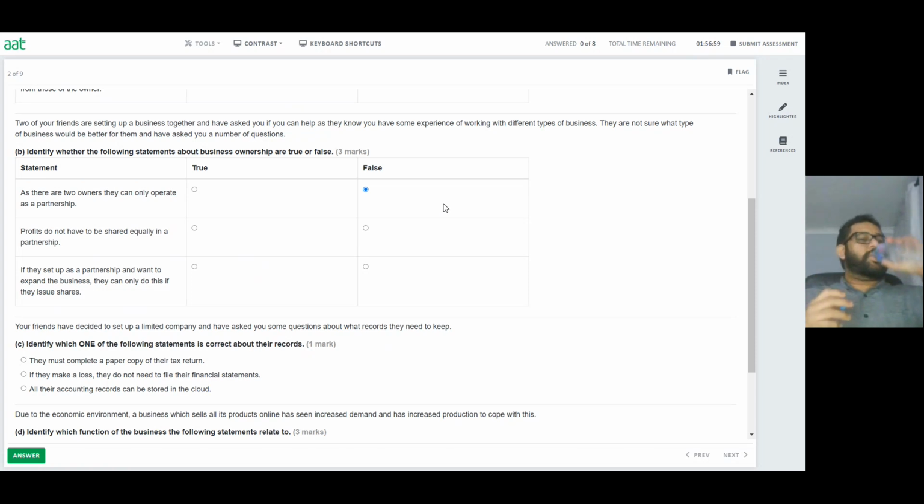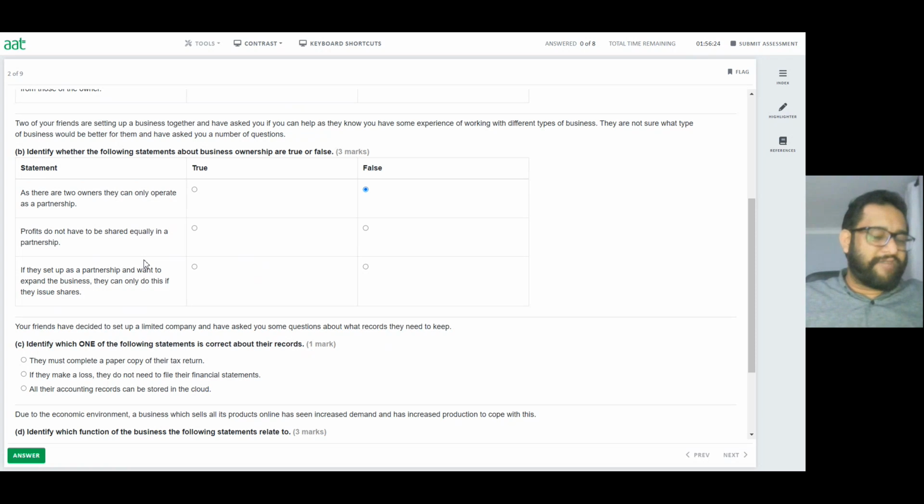The next one is: profits do not have to be shared equally in a partnership. Absolutely right. If there are two partners, does it have to go 50-50? It cannot always be guaranteed, because each partner may have a different investment in the business. Therefore, sharing equally is not always a given. Sometimes, even if they invest the same amount, they can still share the profit unequally. It depends on what work they do for the business.